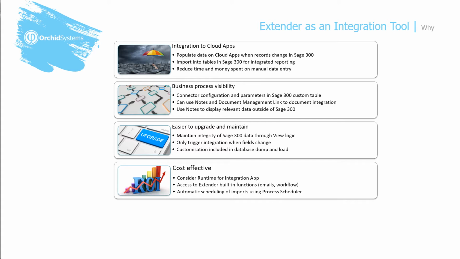Some integration frameworks can be more complex and not easily customizable. You can consider using the runtime edition of Extender if you're building an integration that will apply to many companies, like the DemoMain integration. Optionally, Process Scheduler can be implemented to schedule imports automatically at regular intervals. When using Extender, you have access to Extender's functions, sample scripts, email message templates, workflow setup, and other alert configuration.